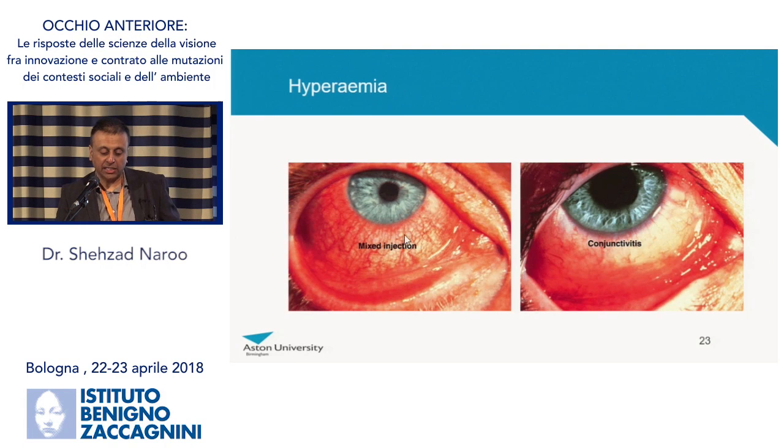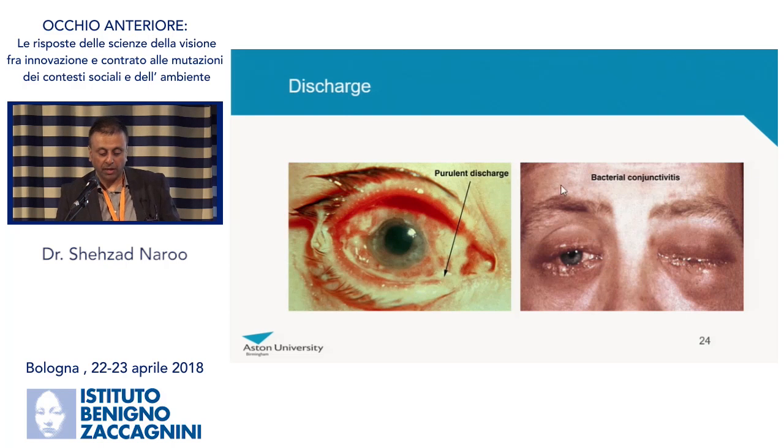So here you can see that there's a lot of injection. You can see it's worse in the fornix, and this is a typical bacterial conjunctivitis. Both are quite severe cases, but this is what we mean by that mucopurulent discharge. It's a very sticky, yellowy discharge.